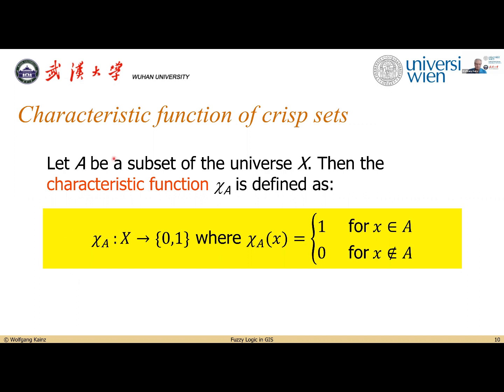let A be a subset of some universe, or sometimes it's called universe of discourse. Then the so-called characteristic function is defined as a function that has only values 0 or 1, where the value is 1 when the element belongs to the set, and it is 0 when the element does not belong to the set. So these characteristic functions give us only a 0, 1, and false or true, not member or member information.